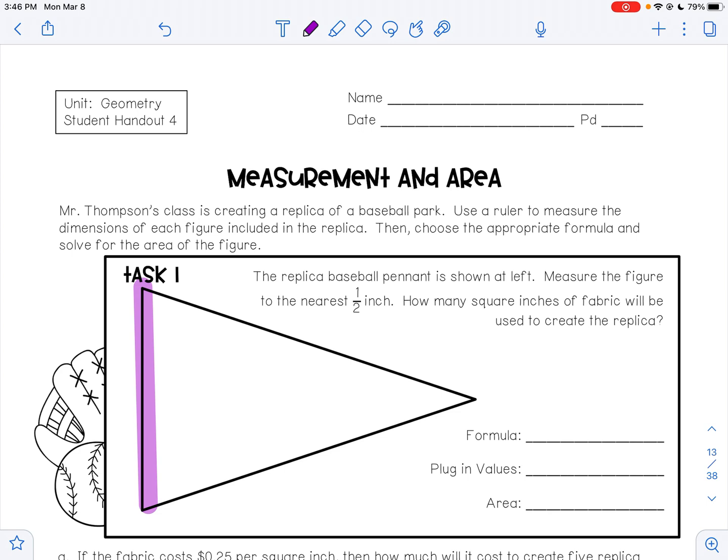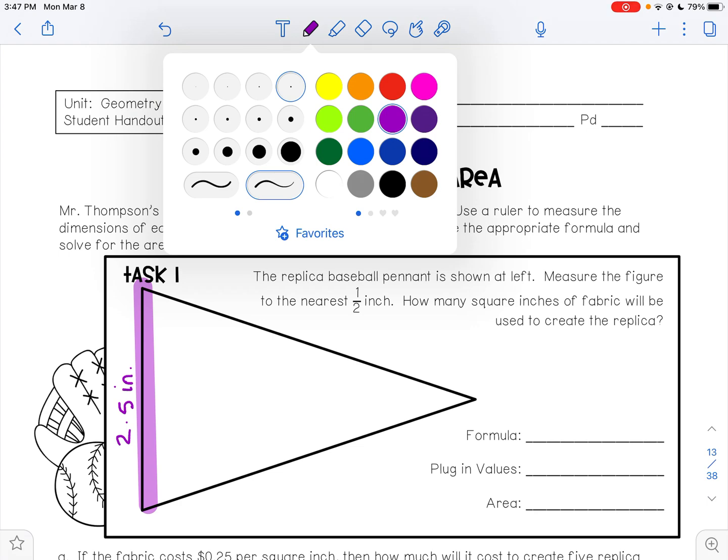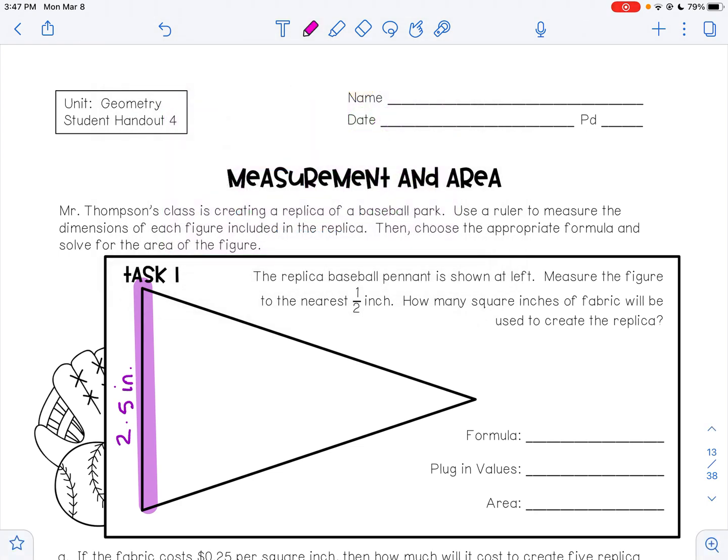Hopefully after you have measured, you should have gotten 2.5 inches. Now I would like for you to measure the height. Now remember, the height goes from the tallest point of the triangle and makes a 90-degree angle with the base. So go ahead and pause and get that measured.